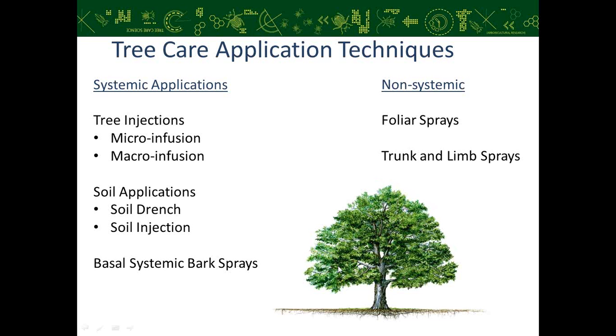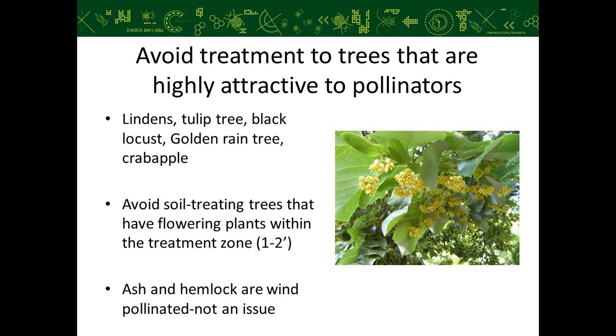Certainly as arborists, we have a lot of different methodologies and a lot of different products at our discretion. And so I think we should look at how these tools can minimize the impact on the environment and on non-target species. Some of the best practices that I think would be important for your company or organization to adopt are to avoid, if at all possible, or minimize treatments to trees that are highly attractive to pollinators. We discussed the lindens already. There are other tree species that are frequently visited by bees: tulip tree, black locust, golden rain tree, crabapple, and a few others. Trying to minimize treatments when these plants are blooming is, I think, a best practice to start to adopt.